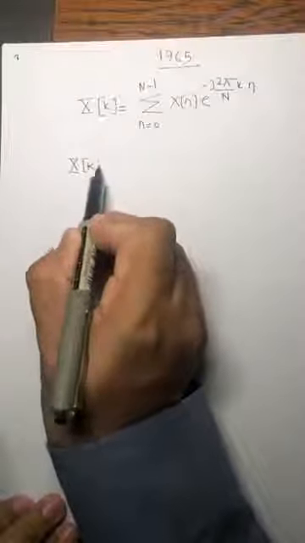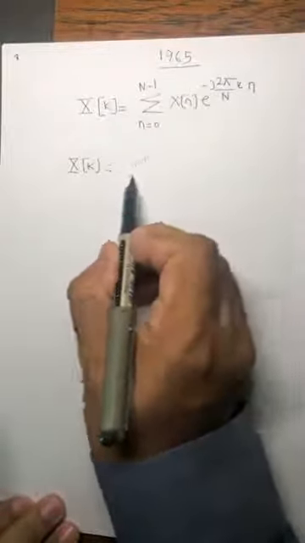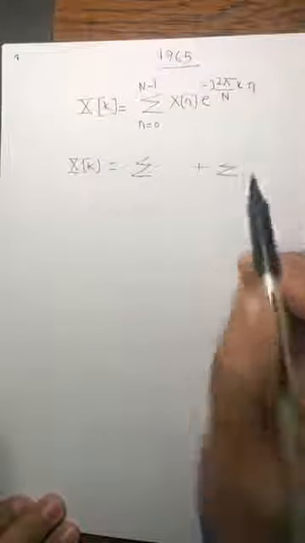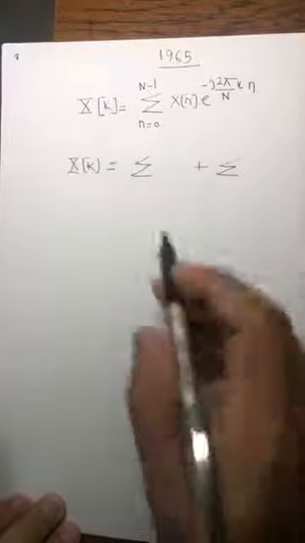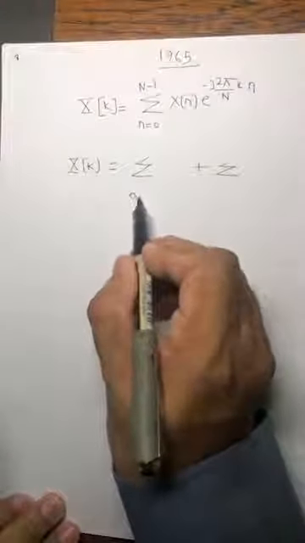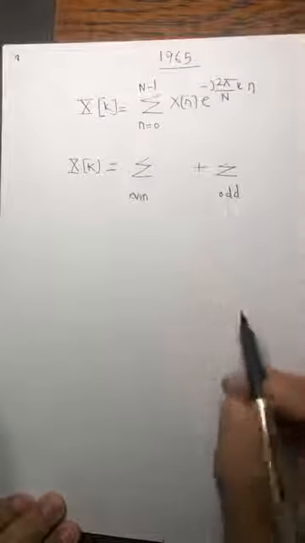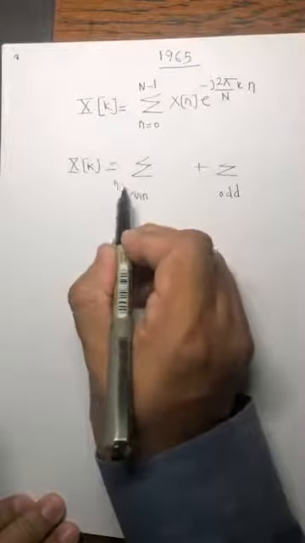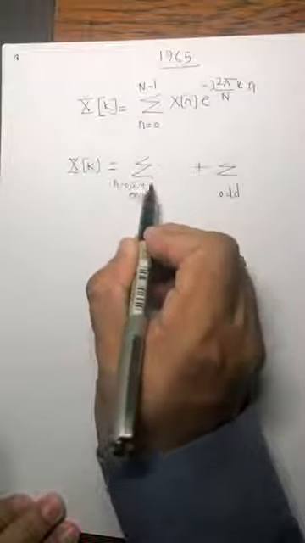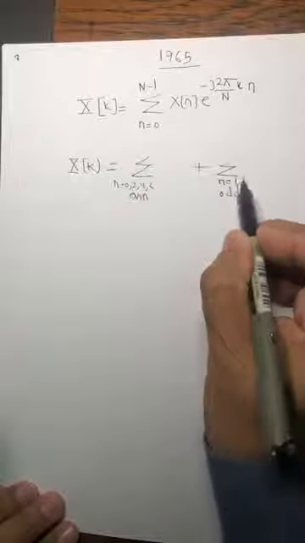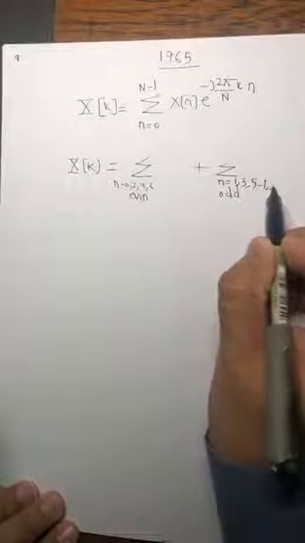They said, why not split this summation into two parts? One we do for the even indices, and the other we do for the odd indices of n. Like, we do this summation for 0, 2, 4, 6. Obviously, you're not going to gain anything by doing it, but we'll shortly see what we gain. And then 1, 3, 5, 7.